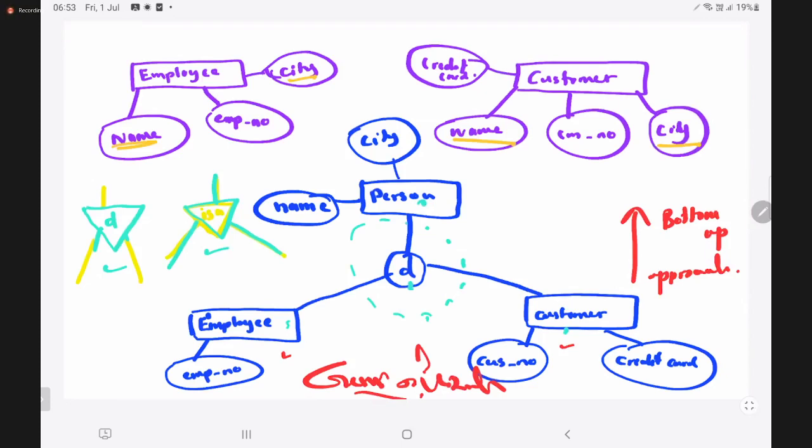Bottom up approach, same as the generalization. This is generalization. Got it?